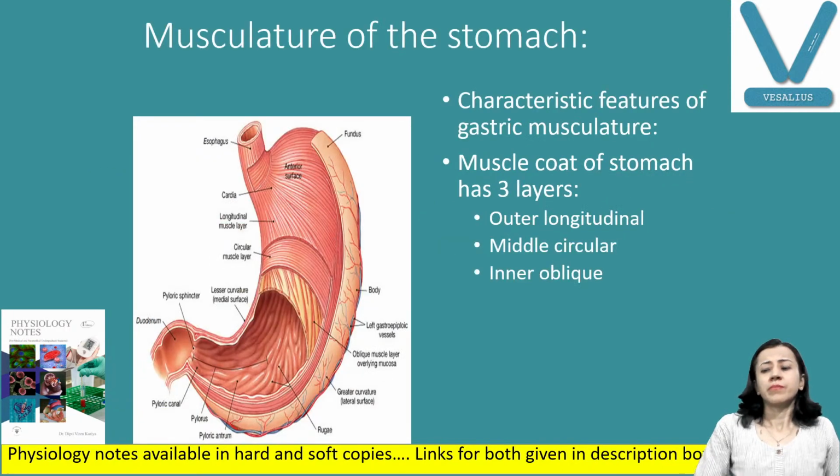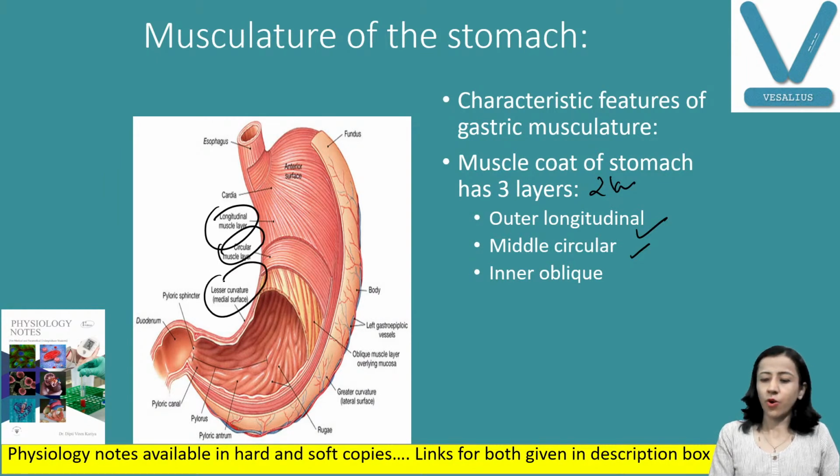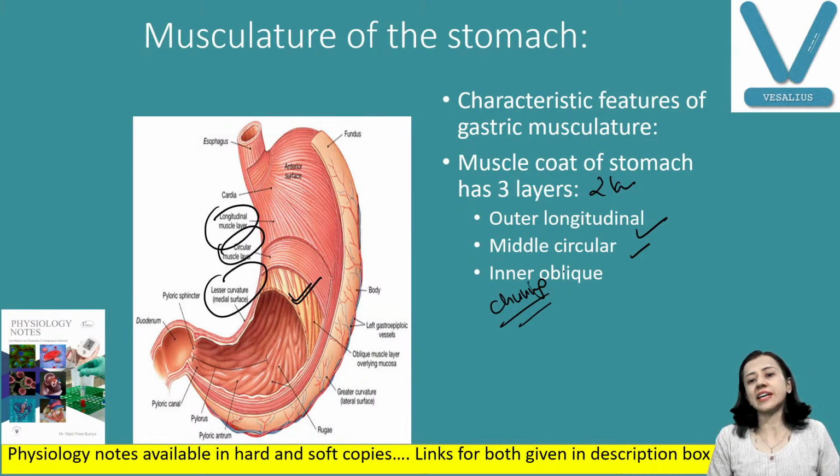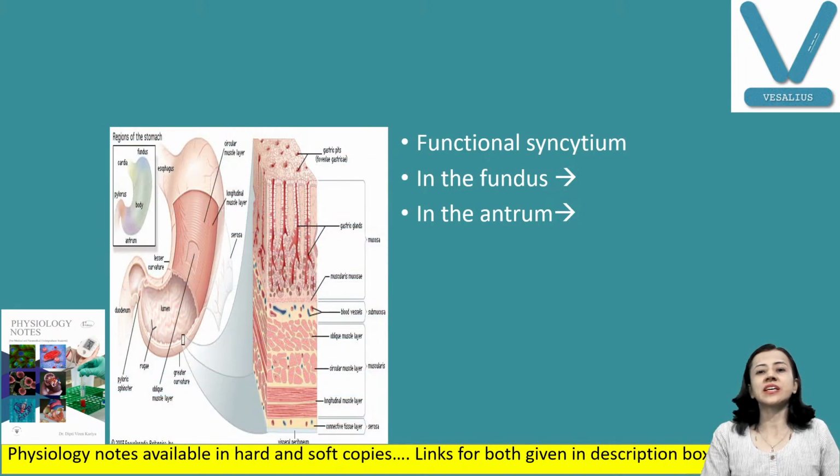Then the muscle layer. What are the characteristics of the muscle layer in the stomach? As we have discussed in all other parts of the digestive tract, we have only two layers of muscle: outer longitudinal, inner circular. But here three layers are there: outer longitudinal, middle circular, and inner oblique layer. Now, what is the role of this inner oblique layer? It helps in churning action, chopping action. It mixes food with the gastric juices.